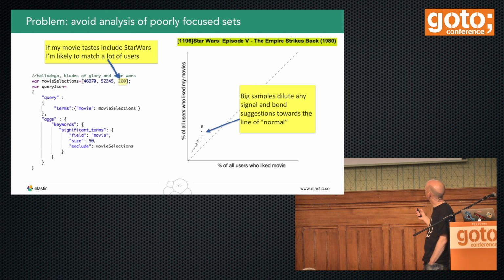Tip: avoid analyzing poorly focused sets. If I took all of my recent movie watches as a data set, there'll be some things in there which are perhaps rare, so Talladega Nights, Blades of Glory, and then I might have watched Star Wars, for example. Now, if I look at the set of people who have any one of these movies in common, then I'm going to pretty much match everybody.